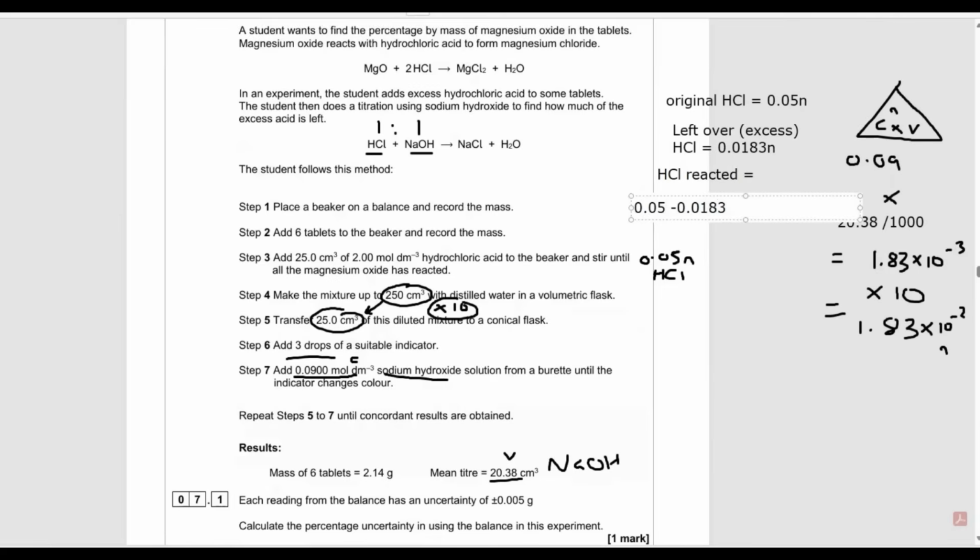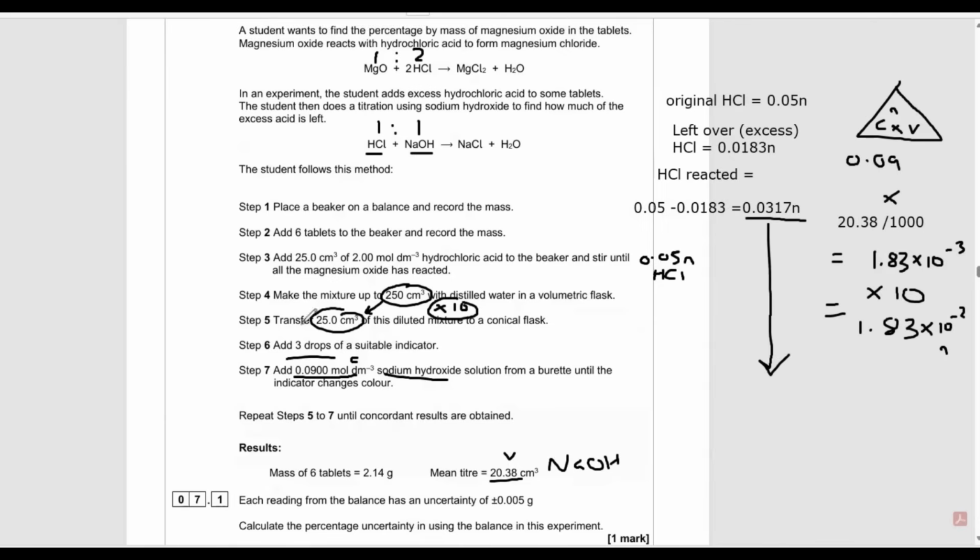Right, now we want to find out how much HCl reacted in the first equation with the magnesium hydroxide. So we're going to take the original HCl, which is 0.05, take away the excess leftover HCl that we found out with the sodium hydroxide. We find out that actually 0.0317 moles of HCl reacted in the first equation up there.